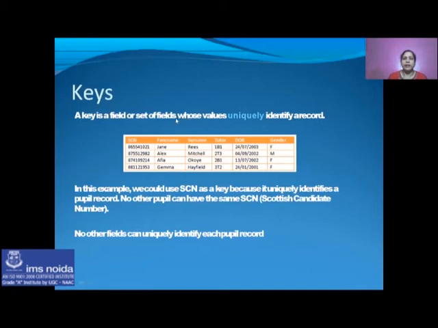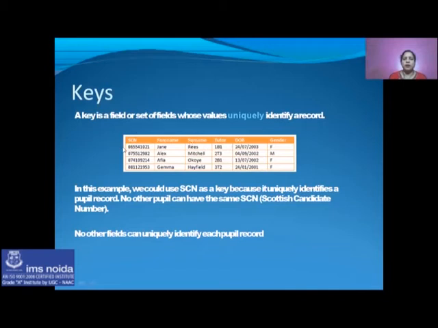Now look at what a key is. A key is a field or set of fields whose value uniquely identifies a record. For example, here we have the SCN, forename, surname, tutor, DOB and gender. We have these different types of attributes.